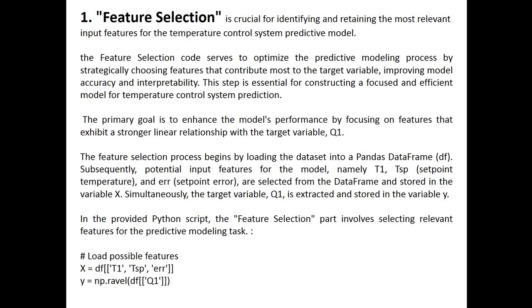So feature selection, as I talked about, you can read through all these later, but in the last part of the code you can see that X is equal to the data frame of T1, TSP, T error, and Y is Q1. This is actually to optimize the predictive modeling process by strategically choosing the features. So it used the pandas data frame DF. Subsequently, the input features like T1, TSP, and ERR are the potential input features, and Q1 is the output.